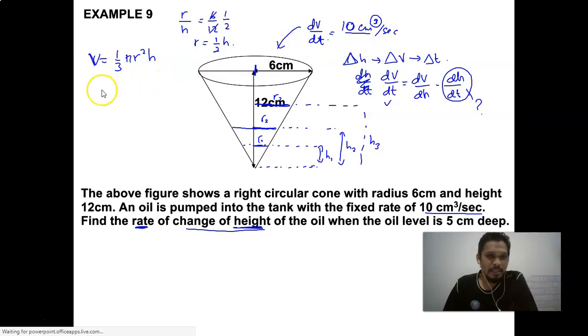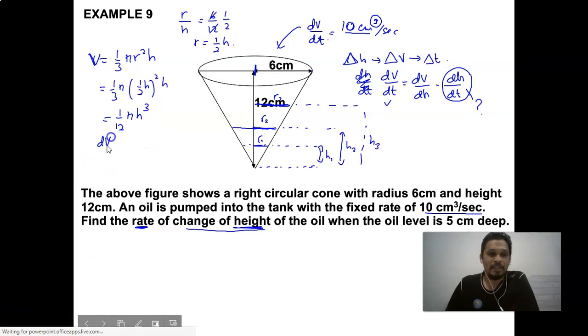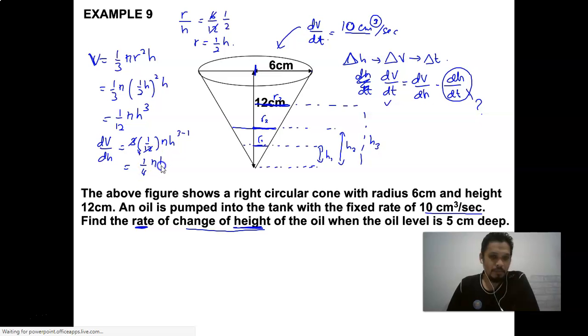So then 1/3 pi (1/2 h) squared, and multiply with the h, and now it gives you 2 squared equals 4, times 3 equals 12, so 1/12 pi h squared times h, which is h cubed. Then dV/dH equals 3 times 1/12 pi h to the power 3 minus 1, and this is going to give you 1/4 pi h squared.